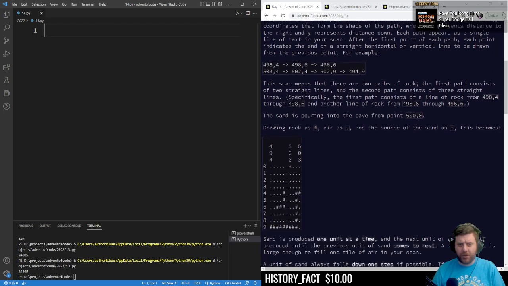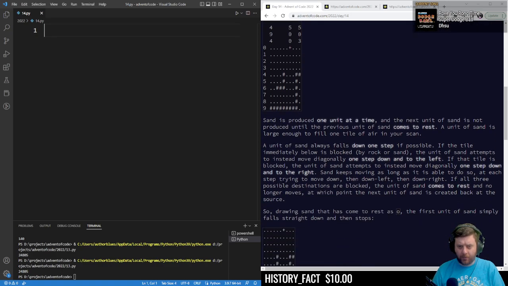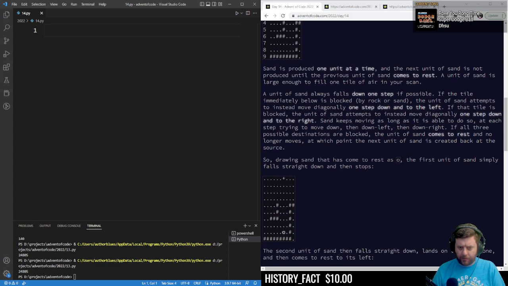Alright, so sand is rushing into this cavern following some rules. It always falls down one step if possible. If it's blocked, it tries to fall one step down and to the left. If that is blocked, then it attempts to move down and to the right.